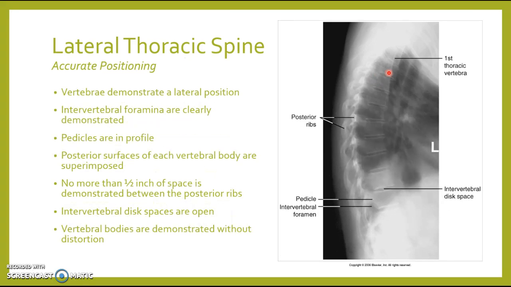For a lateral thoracic, for accurate positioning, the vertebrae will be demonstrated in a lateral position. The intervertebral foramina are clearly open and demonstrated. The pedicles are in profile. The posterior surface of each vertebral body is superimposed. No more than a half inch of space is demonstrated between the posterior ribs. Intervertebral disc spaces are open, and the vertebral bodies are demonstrated without distortion.